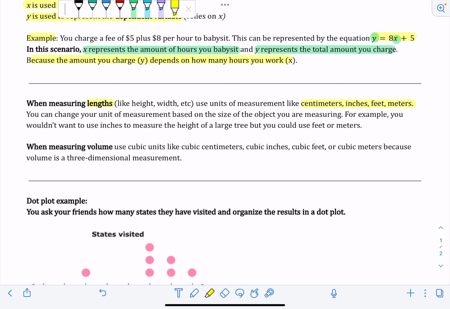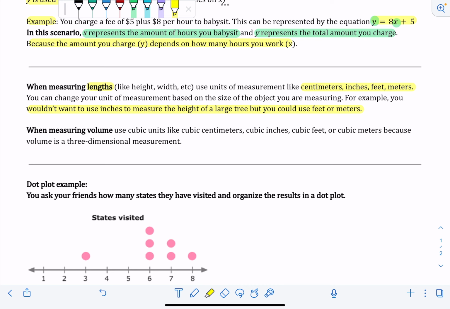So for example, you wouldn't want to use inches to measure the height of a large tree, but you could use feet or meters. For a really tall tree, it'd be so many inches. So it'd be better off to measure it in feet or even meters, which is about 3 feet.